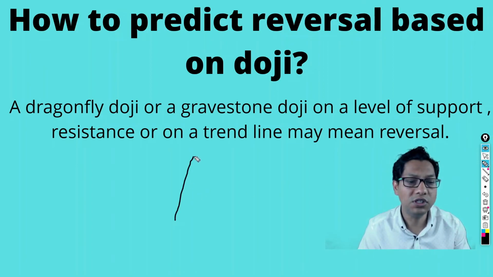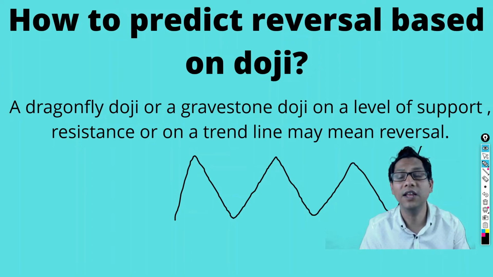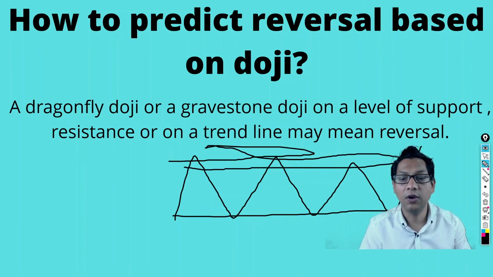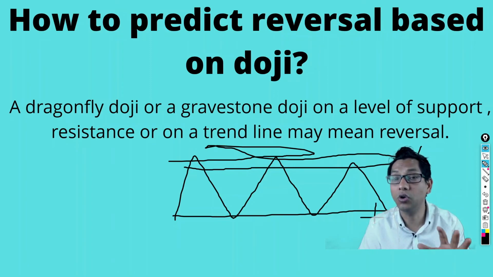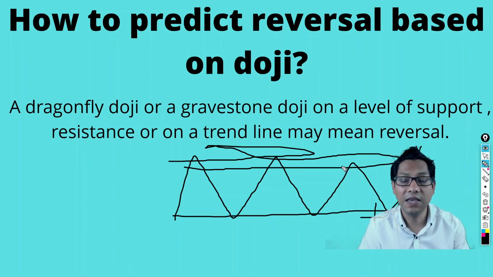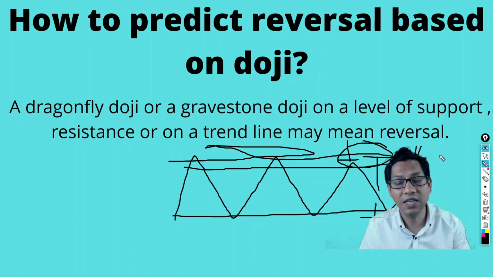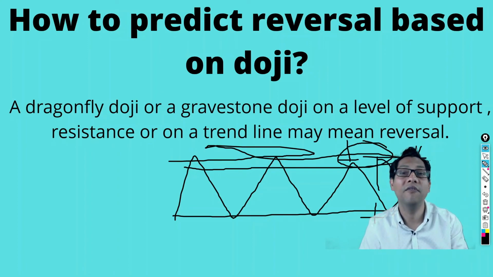Say for example, if you see a market like this, a ranging market or even a trending market, you see that there is a support here and there is a resistance here, right? So this is the resistance. Now if you see a doji here, either a dragonfly doji or a gravestone doji, as long as it is on a support, this means that the price may rise. At the same time, if you see the same thing, a gravestone doji or a dragonfly doji on a level of resistance, it means that the price may reverse. That means because they are in a resistance, the price may fall down.